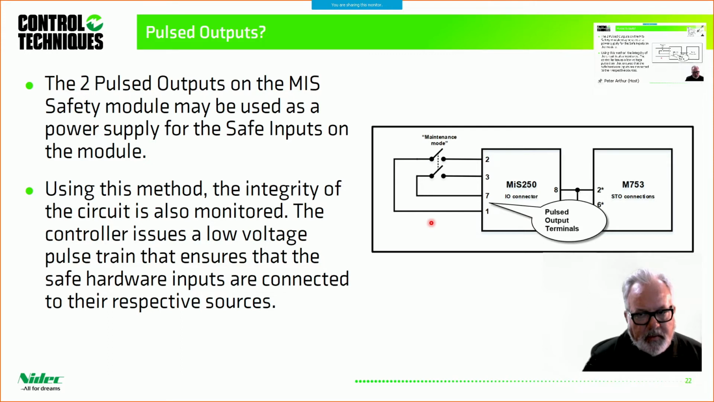Right, so I touched on this yesterday. Were I to use the pulsed outputs to supply power, this is what I would have done. I could have wired the output of terminal 7 to one side of my switch and the output of terminal 1 to one side of my other switch, to designate that when both switches are closed, I'm in maintenance mode. So let's go back and look at that. Terminal 2 and 3.